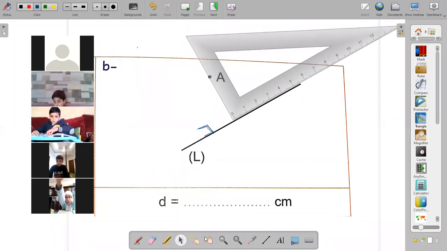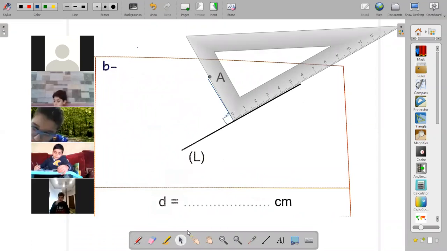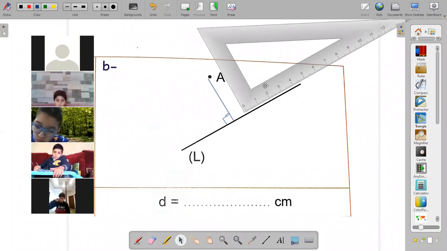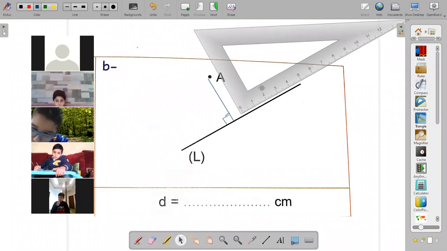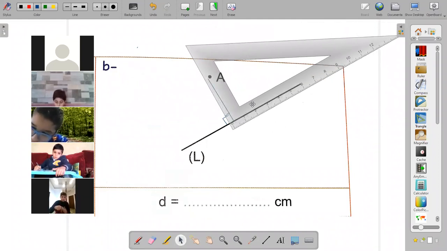And we put a right angle. Bravo. This is the perpendicular line. Teacher, I did it. Bravo, draw the right angle. This is the right angle. Teacher, but the right angle is always on the line, right? Yes, always on the line.